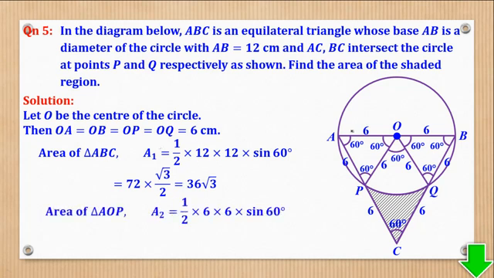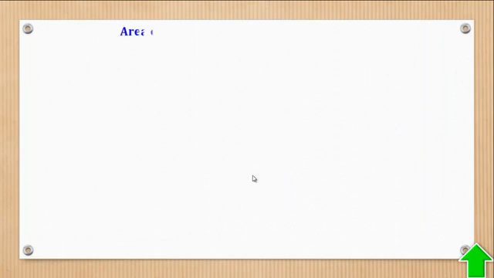Then for triangle AOP, I choose this angle, then the enclosing sides are 6, 6. So a half times 6 times 6 times sine 60. Sine 60 is the particular angle, which is √3/2, so we'll end up with 9√3. Now this triangle and this triangle are similar, or they are equal. So the area of triangle BOQ is also equal to 9√3. Let's conclude that here.